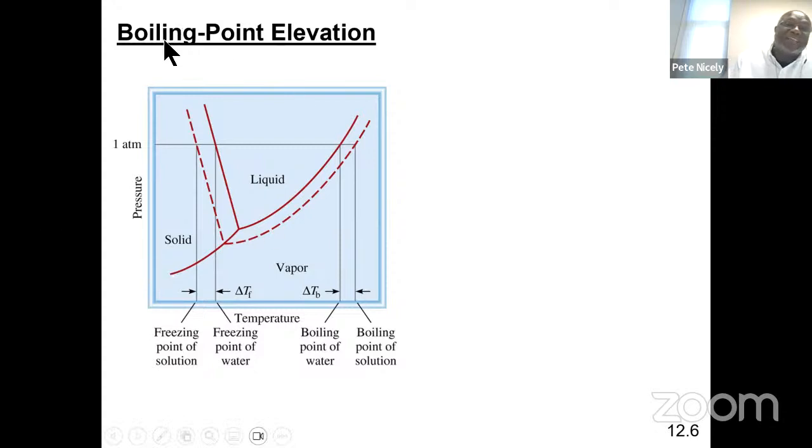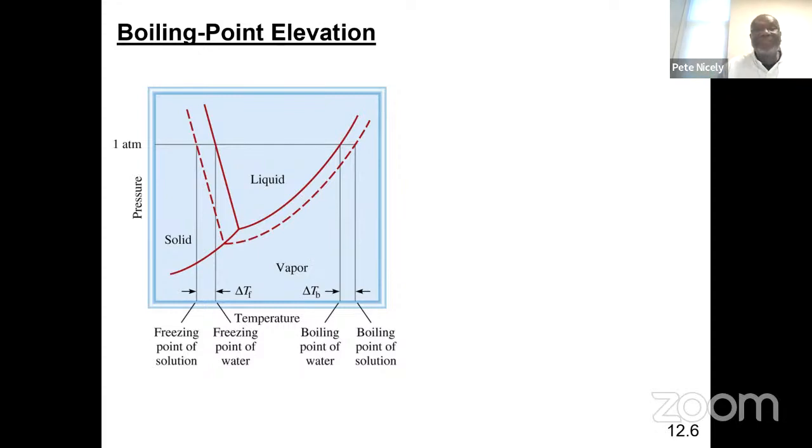Now, what we're going to look at is how adding a solute to a solvent lowers the boiling point of the solution compared to the pure solvent. So we'll be focusing on this part right here. This is for water. So this graph basically represents the situation for pure water. This particular line right here represents, as I said before, the various pressures and temperatures where the liquid and vapor exist in equilibrium.